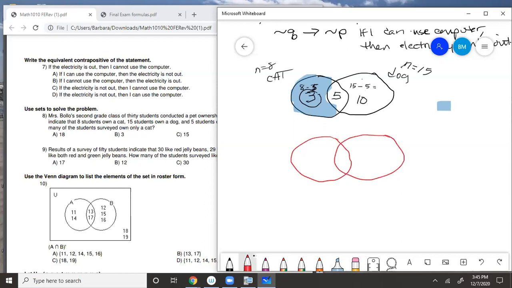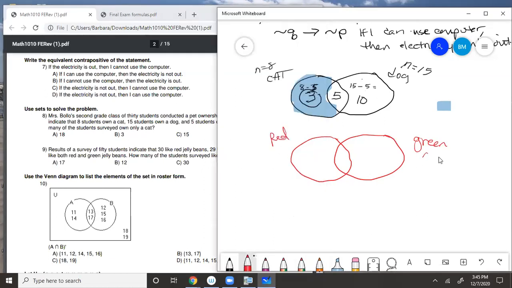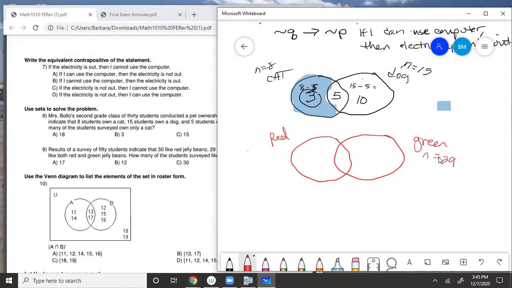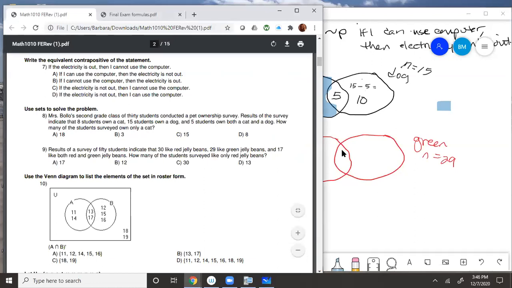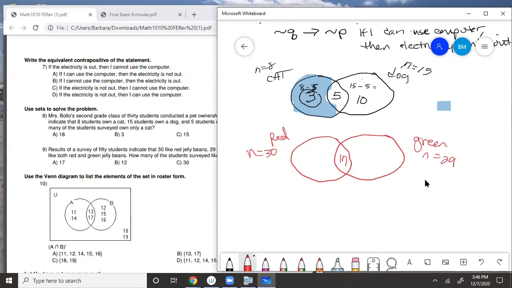All right, so we have red, green, and then both here. The number that liked red were 30, and then we have 29 here. And the number that liked both, they said was 17. So we need to find out how many liked red only or green only. And let's see what they're asking. We could just go ahead and do this Venn diagram and answer any questions we want about it.